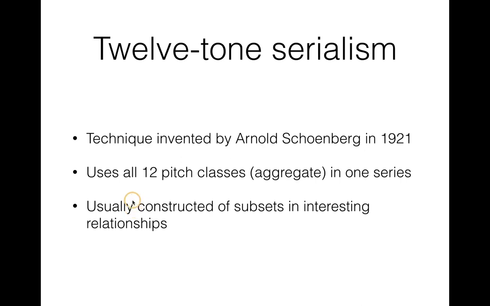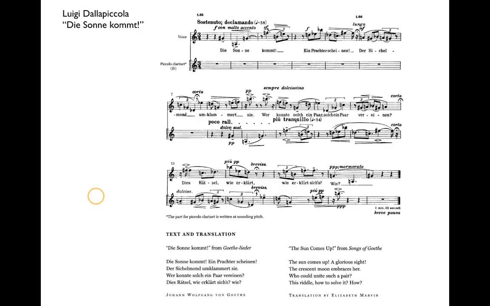So a 12-tone row is usually constructed of subsets in interesting relationships. And as we go forward, we will look at 12-tone rows and their subset relationships. That is for another movie or recording, whatever this is. Okay, so this is a really nice, succinct example of 12-tone composition by Luigi Dallapiccola. I have a recording of this here.